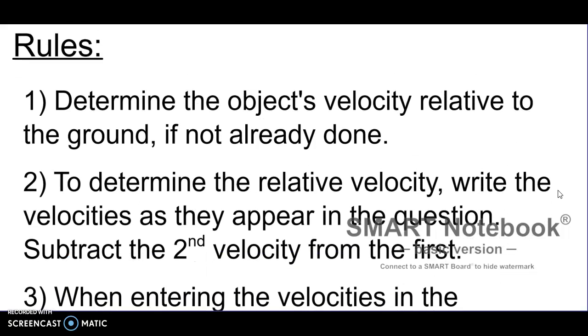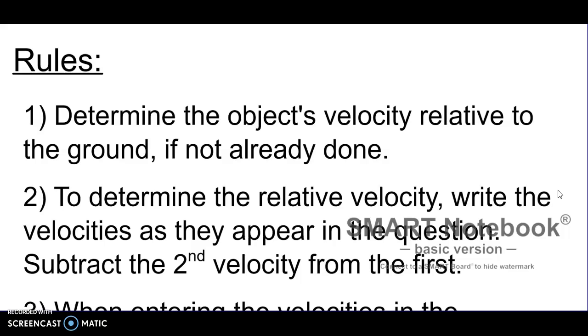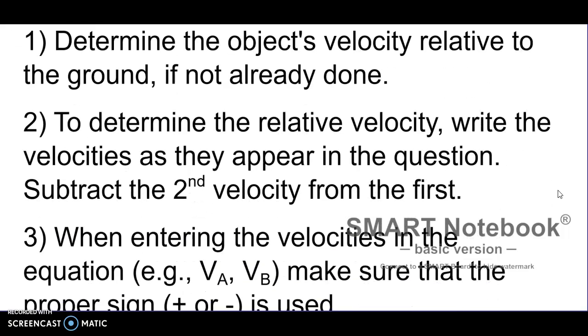Number 2 is to determine the relative velocity. Write the velocities as they appear in the question. Subtract the second velocity from the first. You're going to determine the relative velocity, usually like VAB, the velocity of A relative to B, and you write the velocities as they appear in the question. Subtract the second velocity from the first.